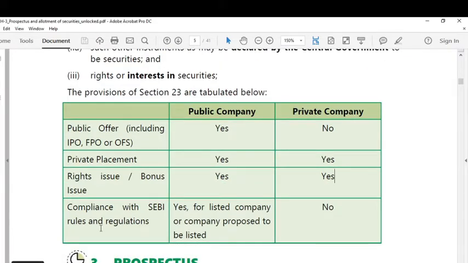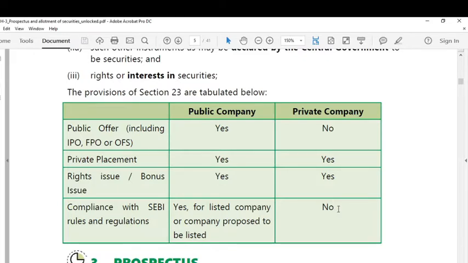And while issuing securities, there is some compliance stipulated by the Securities Exchange Board of India. These are certain rules and regulations for compliance while issuing shares, which are applicable only to a public company. A listed company, or one proposed to be listed, also has to comply with it, but the same is not applicable in the case of a private company.